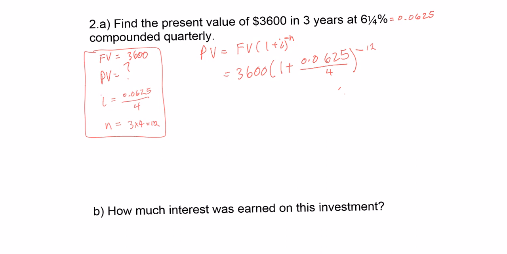And then what we're going to do is we just punch that into our calculator. By punching it into the calculator, we get PV is equal to $2,988.33. Therefore, the present value is $2,988.33.